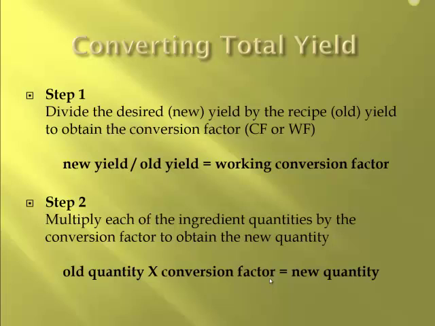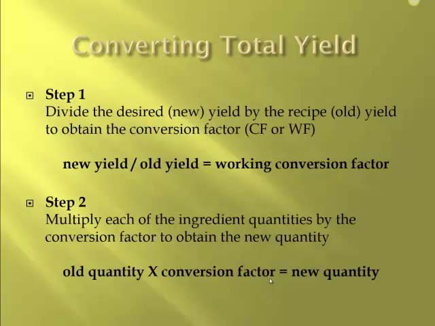When we're converting the total yield, we're going to divide the desired yield, the new, by the old yield, or the recipe as it exists before we've changed anything. So that's new yield over old yield, which gives you the working conversion factor. The one item to remember on this point is that all items should be the same measure or same unit. You cannot divide gallons into cups because those two units do not cancel.